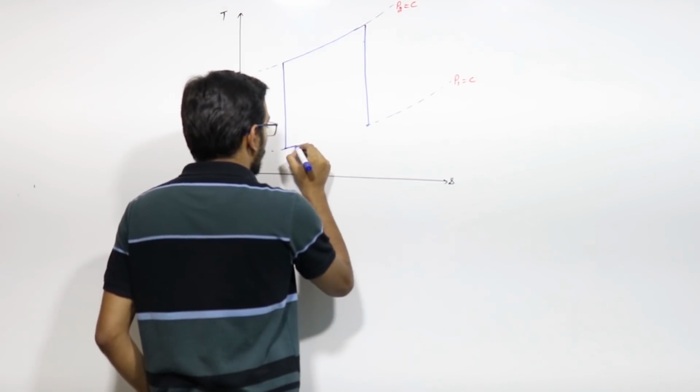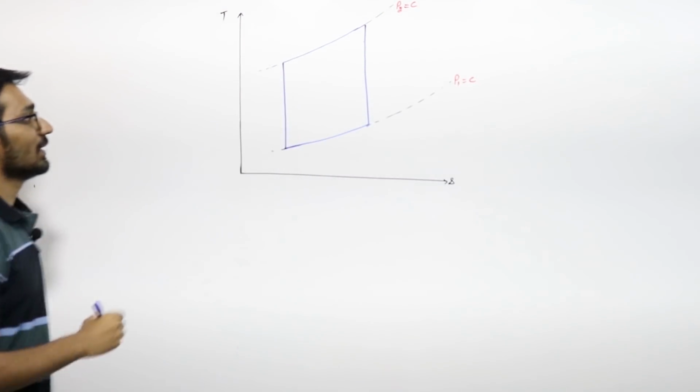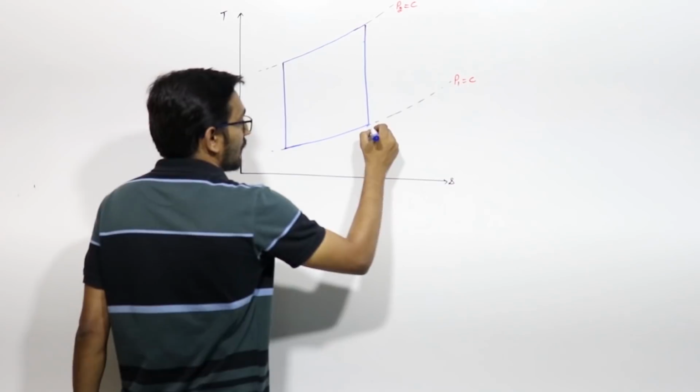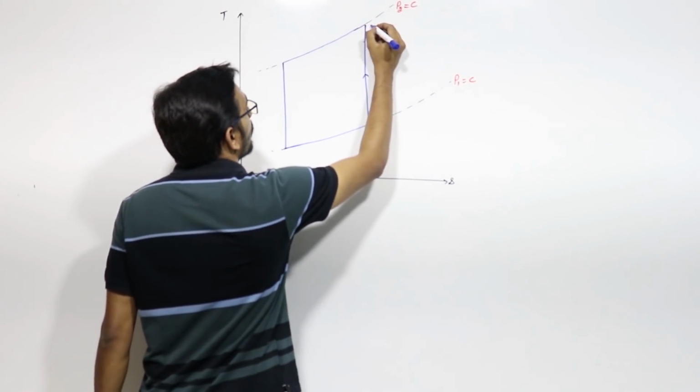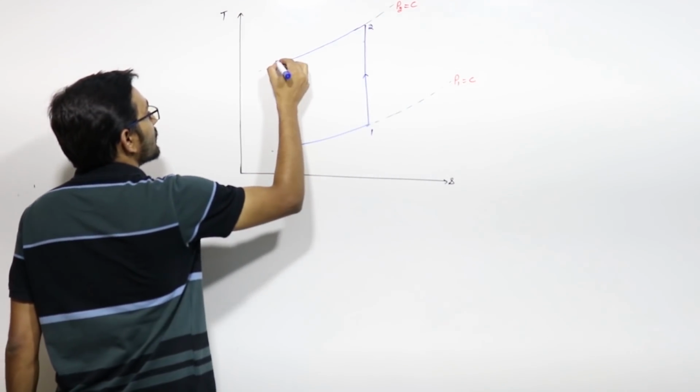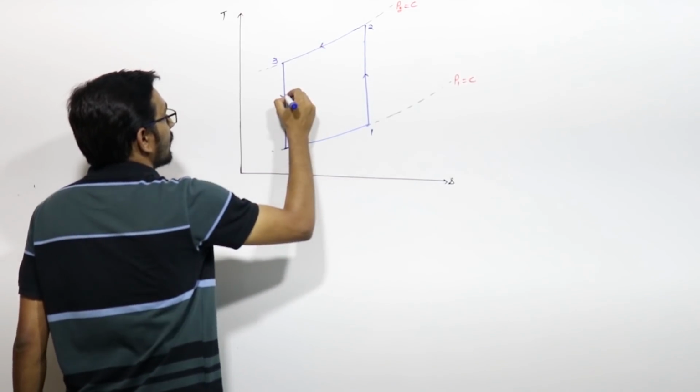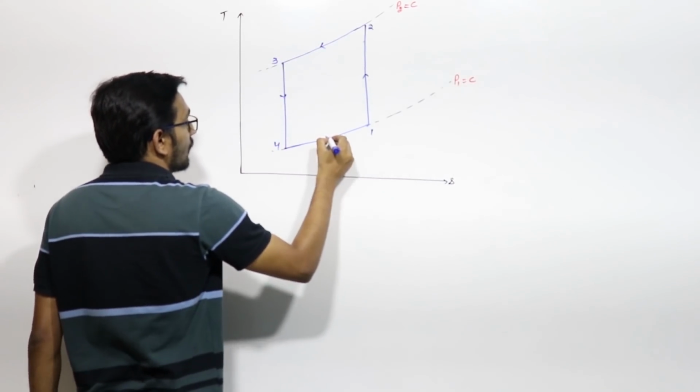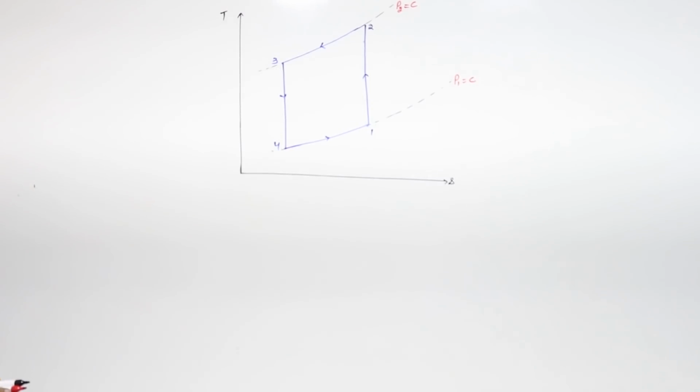There is no loss, right? Let us say suppose this is point 1, 2, this is 3, this is 4, right? This is a reversed Brayton cycle, ideal, no losses.